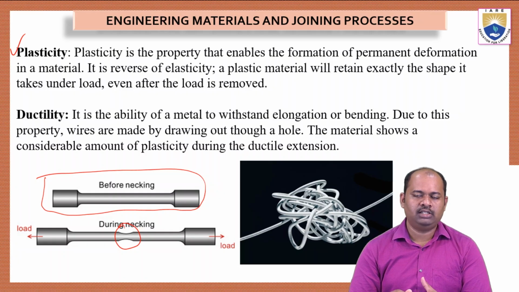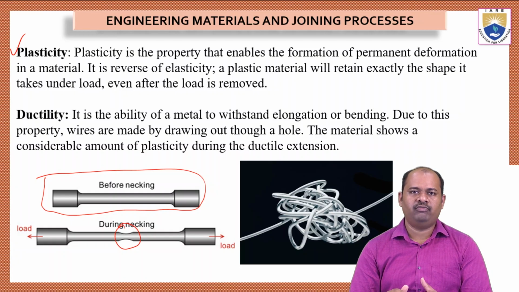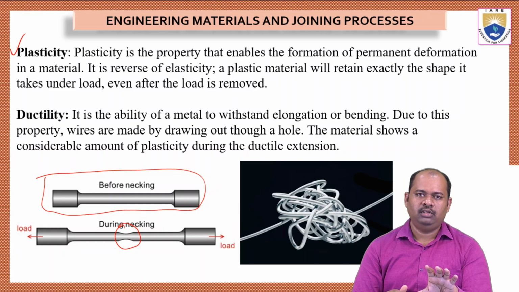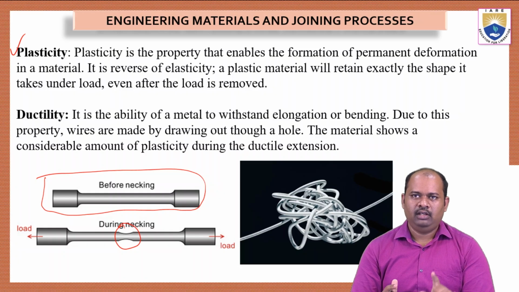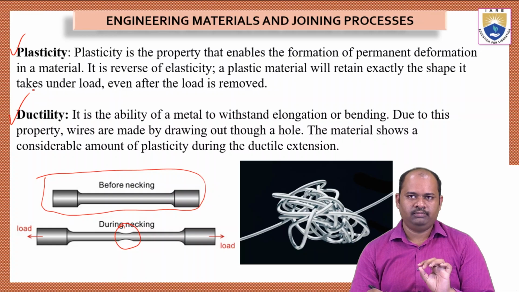So most of the metals like cast iron and mild steel, beyond the necking formation, will have the property of plasticity. This is no longer elastic in nature. It will not gain back to its original shape. If it gets back to its original size and shape, then it is called elastic. When it does not get back to its original shape and size, it is called plastic. Okay, and then we have another property, that is ductility.